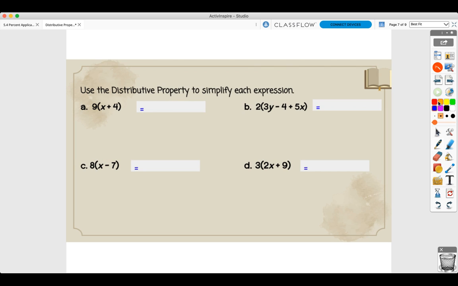How about you pause the video here and try to see if you can get these the same, and you can come back and check them. All right, welcome back. Let's do these problems together and you can check your work. So 9 times x and 9 times 4. So 9 times x plus 9 times 4 will end up giving you 9x plus 36.